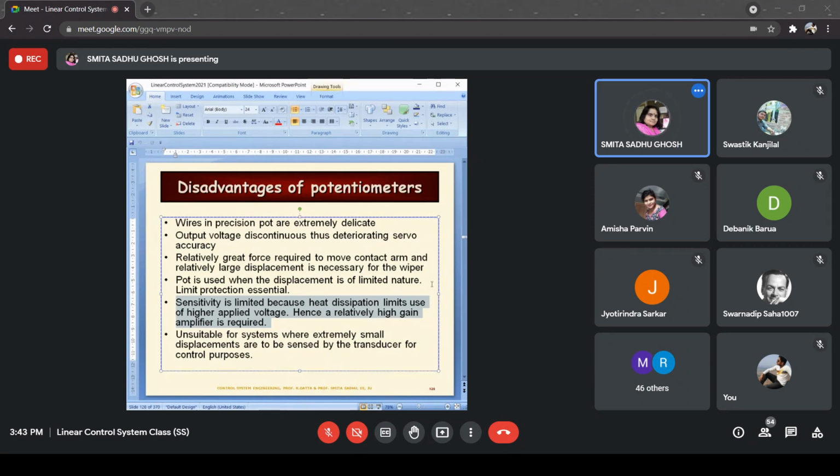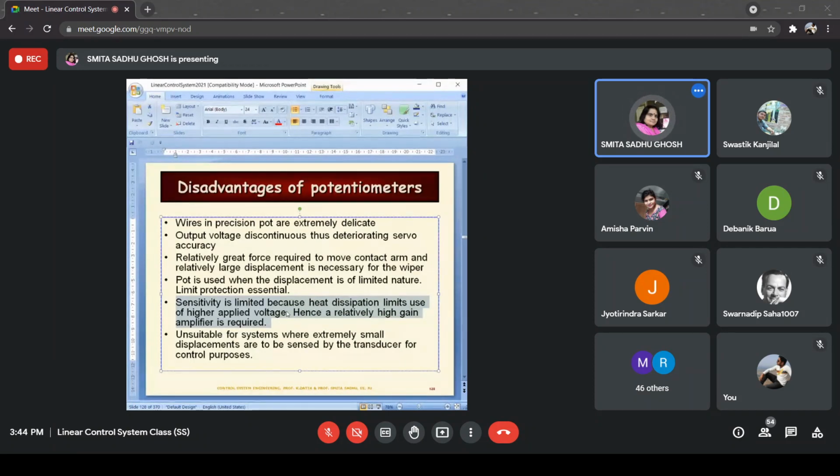But if you want to increase the sensitivity by increasing the applied voltage, that is, if you apply a higher voltage, naturally there will be much more heat dissipation, and that will limit you. You will not be able to apply as high a voltage as you want to increase the sensitivity. That's not possible, right?